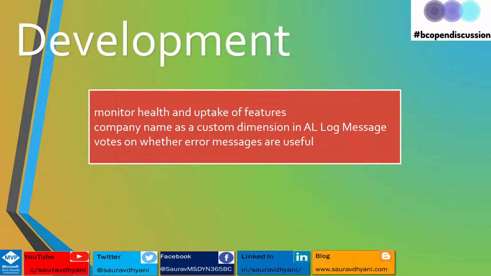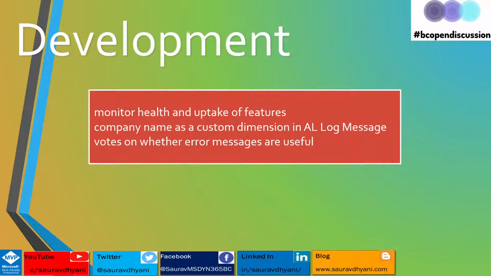The third one on the development side, which looks super cool from a user perspective, is that users can now vote on whether the error messages are useful or not. You and me, or any other developer for that matter, when we build error messages, we don't always think as a customer or as a user who will be viewing this error message when something comes up.